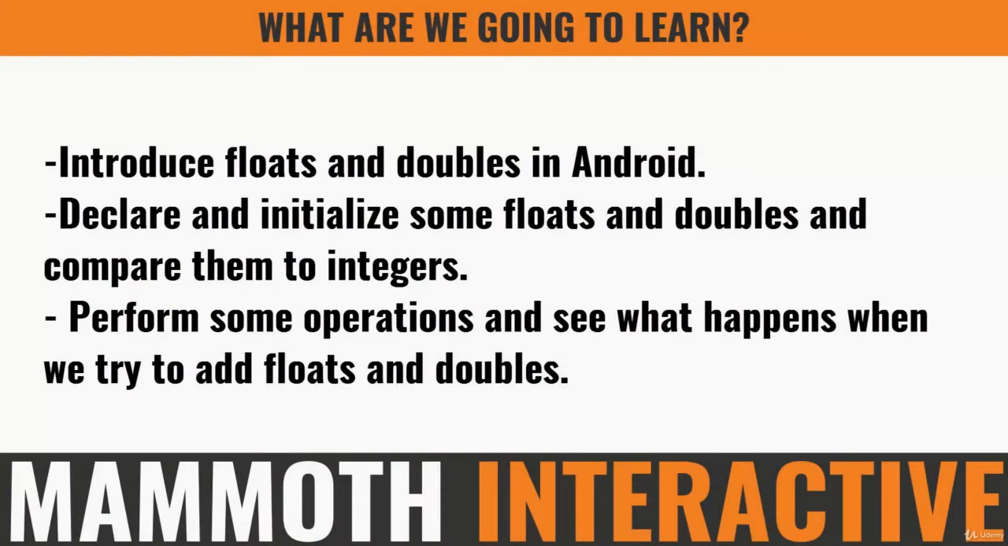In this part of the tutorial, we're going to introduce floats and doubles in Android. We're going to do that by declaring and initializing a couple of floats and doubles, and we're going to compare them to integers. We're going to perform some operations, and see what happens when we try to add floats and doubles together, because something very interesting happens.